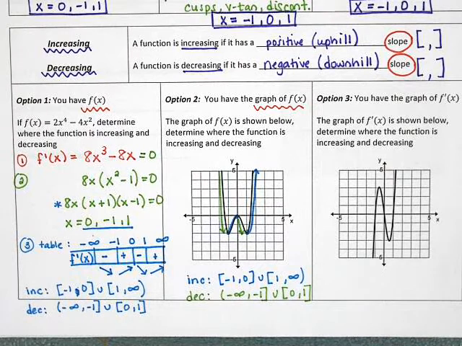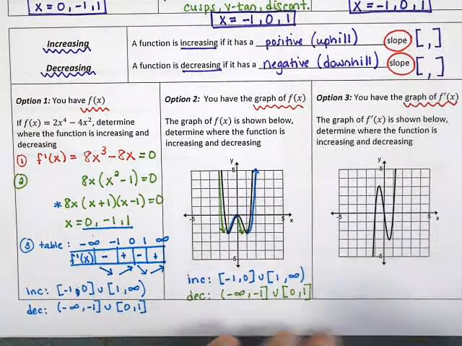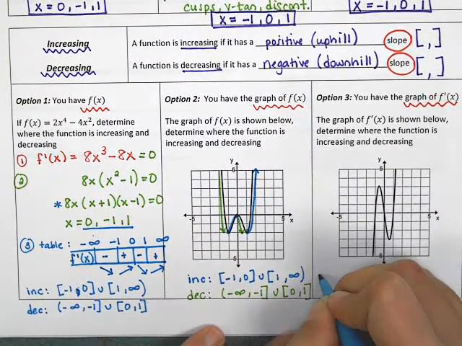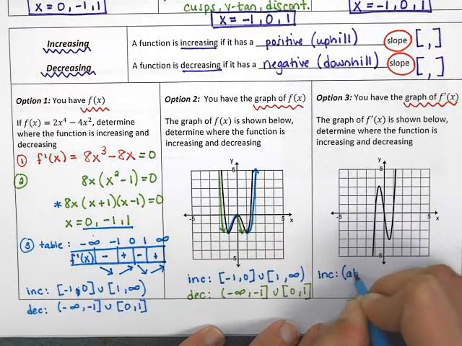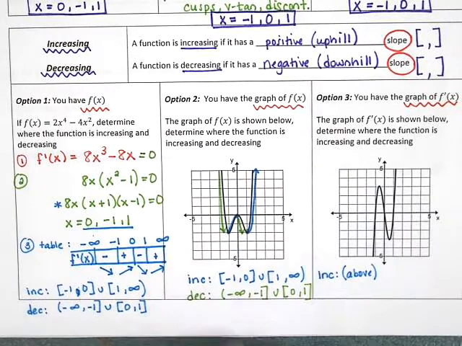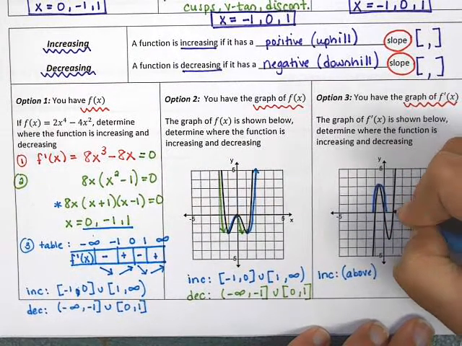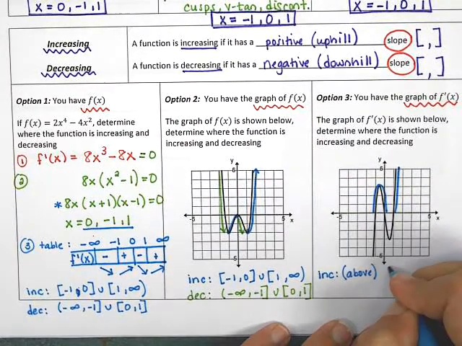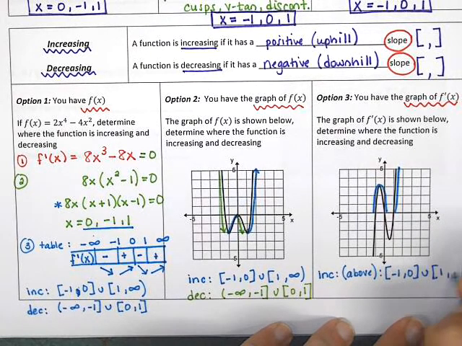Now let's say you have the graph of f prime. We've actually talked a little bit about this before. We said that when you're looking at the graph of f prime, which is already the derivative, the increasing part of the graph will be the part of the graph that's above the x-axis. So this part of the graph and this part, because they're both above. So I would say between -1 and 0, and I would say between 1 and infinity.